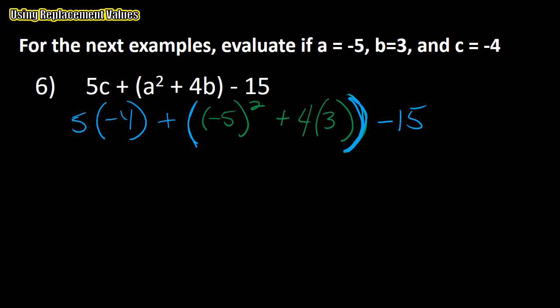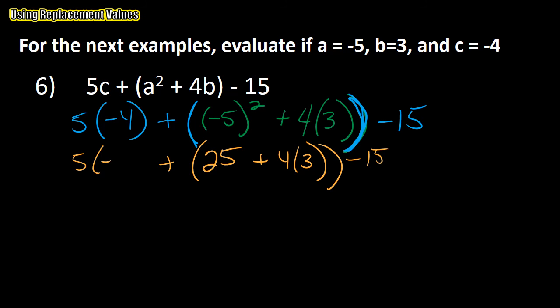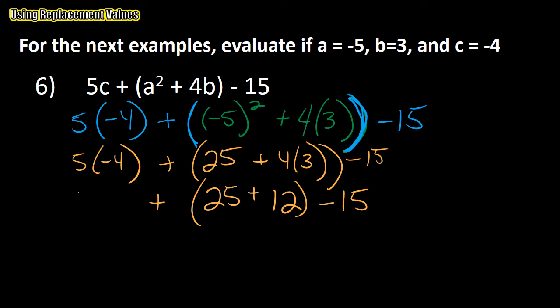So I have negative 5 squared. Negative 5 times negative 5 is positive 25 plus 4 times 3. I'm going to put that in parentheses again. Negative 15 plus, and then what I'm going to do is I can probably do, no, let's rewrite everything. So I'm going to do it one step at a time to make sure I'm accurate. And then I have 25 plus 12 minus 15 plus, and I'm rewriting everything out.